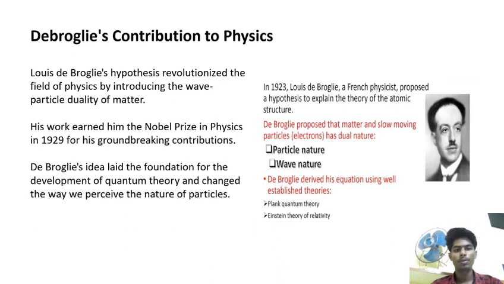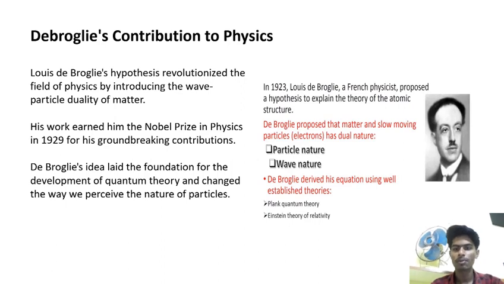De Broglie's contribution to physics. Louis de Broglie's hypothesis revolutionized the field of physics by introducing the wave-particle duality of matter. His work earned him the Nobel Prize in Physics in 1929 for his groundbreaking contribution. De Broglie's idea laid the foundation for the development of quantum theory and changed the way we perceive the nature of particles.